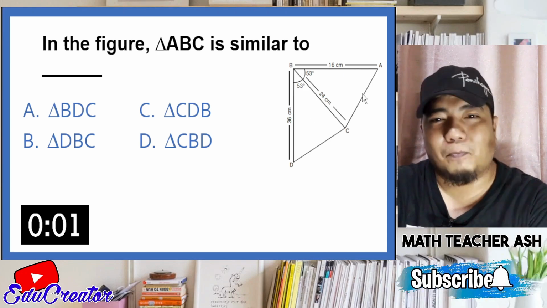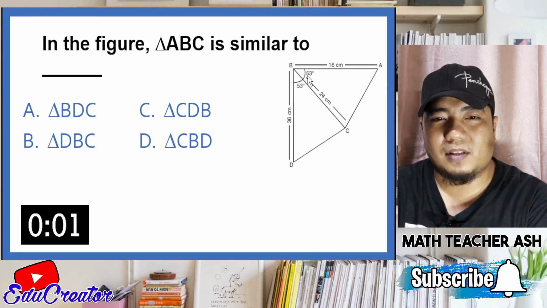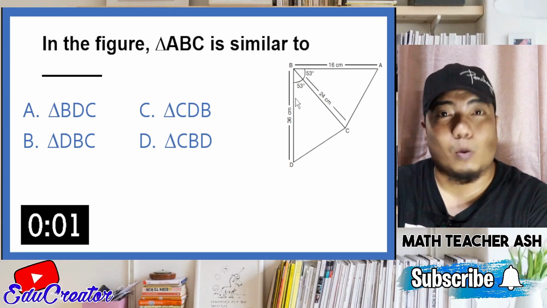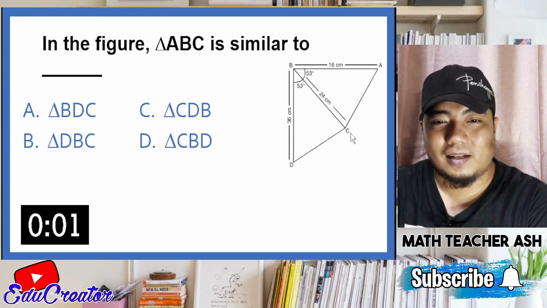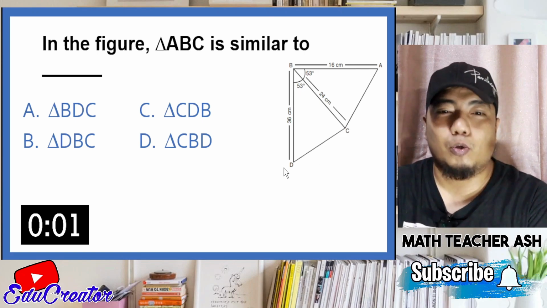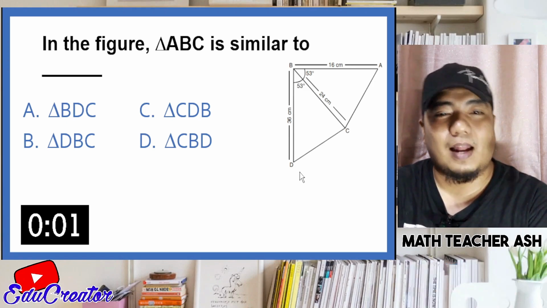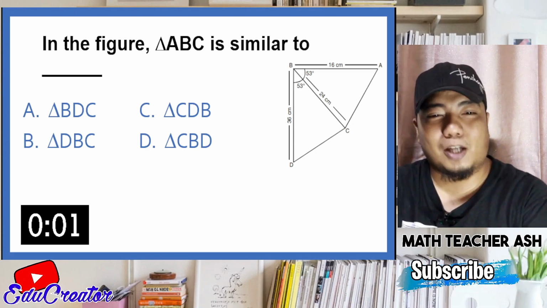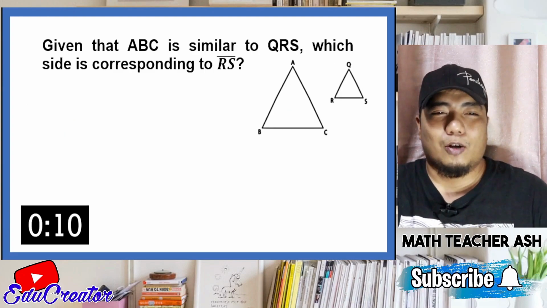Okay, so let's check here. We have here a triangle ABC. So the focus here is the 53-degree angle, right? Okay. So how do we name the next one? Since it starts from outside going inside and then to the middle point, in naming this next triangle, you also start from outside going inside then to the middle point. So the final answer could be triangle DBC. So that is letter B. So let's check whether we are correct. Okay, we are correct, my dear math learners. So now let us continue.